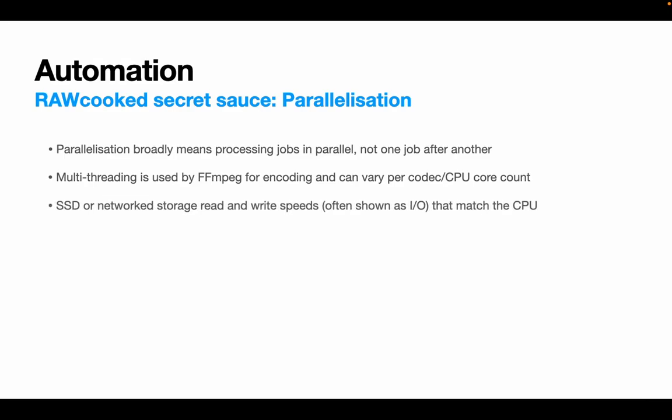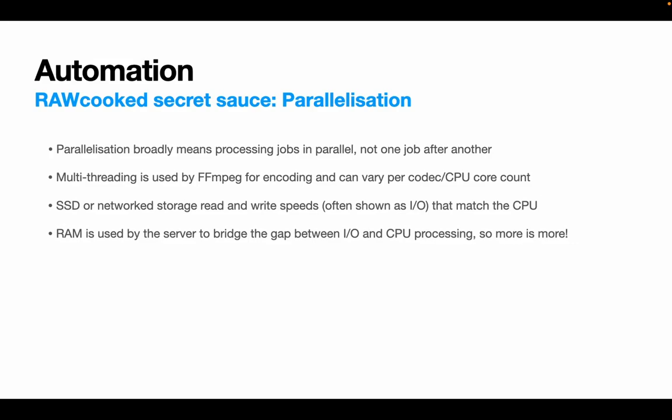Another factor that will help RAWcooked encoding and parallelization is your storage type and whether the read and write speeds complement the CPU capacity. It's felt that faster encoding comes when a DPX sequence is sourced from a separate SSD or network storage with a read-write, or you may see it I/O, speed that the CPU can handle. Finally, RAM, random access memory, is required to bridge any gaps that may appear with bottlenecks between read and write interrupts and the CPU processing. It's important to have a good chunk available.